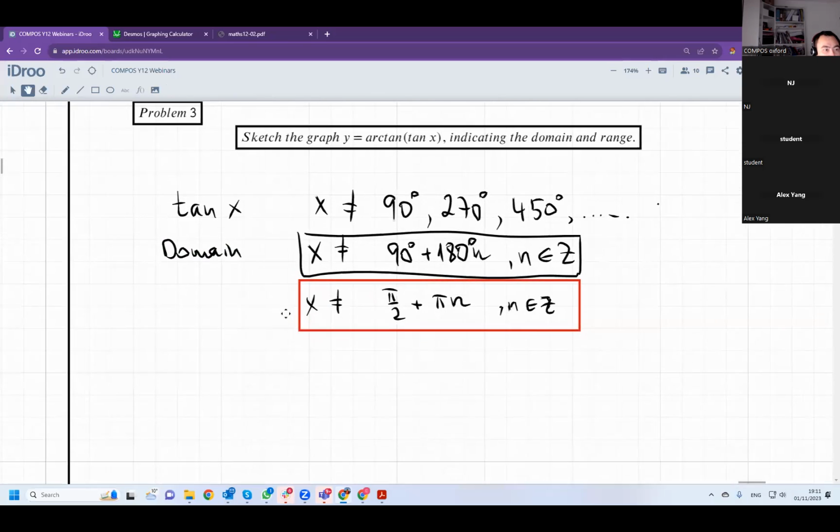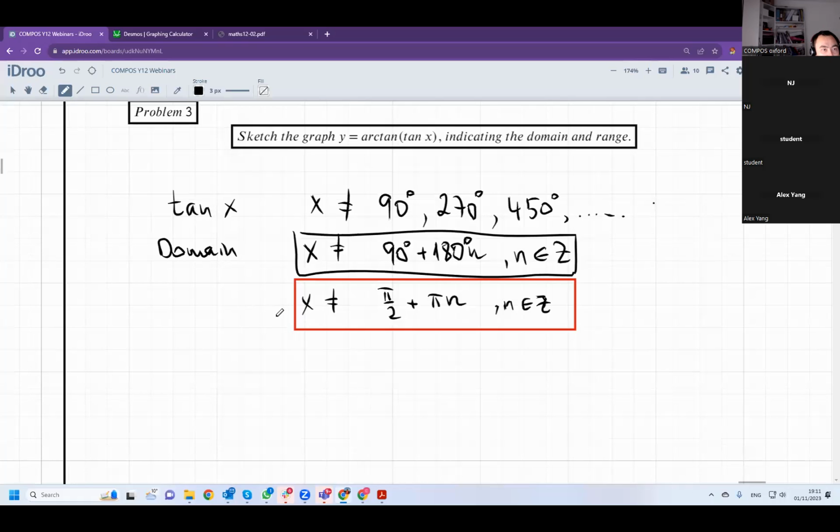Okay. Well, you know that arctan x has a domain of... an infinite domain. So there are no limitations. Okay.